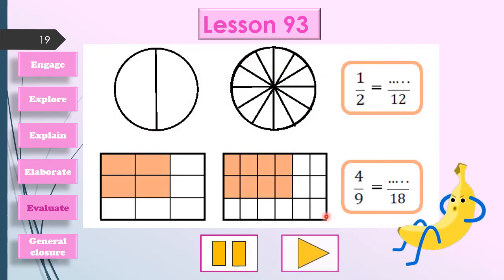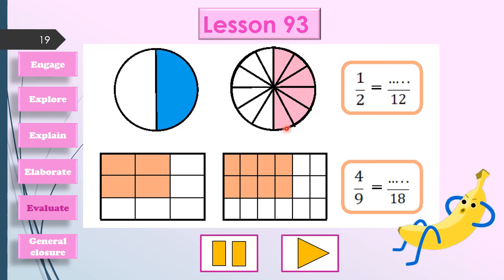Just press pause, then press play to listen to our explanation. Here we have two circles of the same size. The first one divided into 2 equal parts, the next one divided into 12 equal parts. Let's have our fraction. Here we have a half. One part only colored out of 2. Let's color this part and color the same part here out of 12. It will be the same. Then I colored how many parts out of 12? 1, 2, 3, 4, 5, 6 parts out of 12.